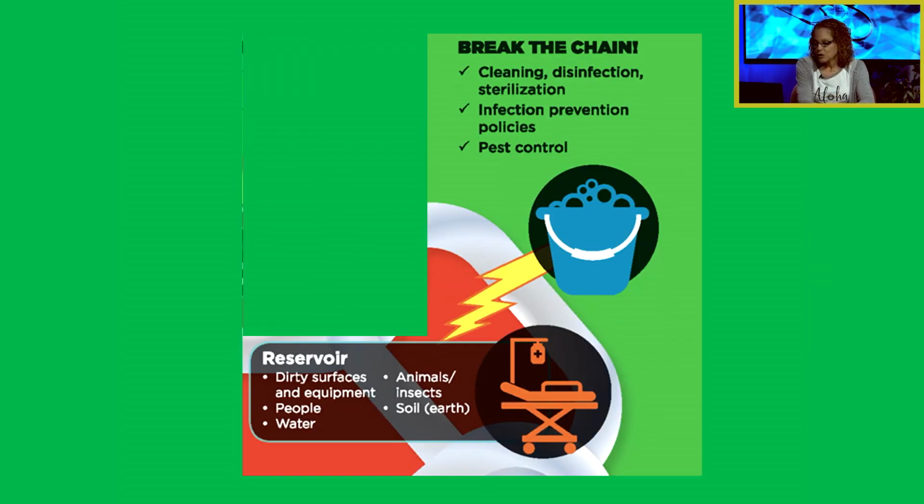Breaking the chain in terms of the reservoir would be cleaning, disinfecting, and sterilizing our equipment, making sure that we are maintaining our infection prevention policies, and of course, pest control, right? Keeping animals or insects out of the clinical setting that can carry different types of disease.